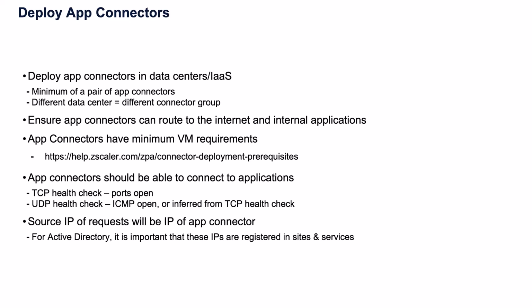There are changes that are necessary for things like Active Directory. Active Directory applies policy based on the client IP address. So it's important that the IP address of the app connector is used in Active Directory for things like sites and services, which define how the user accesses the domain controllers, or which domain controller the user will be redirected to, authenticated against, or get their GPO from.